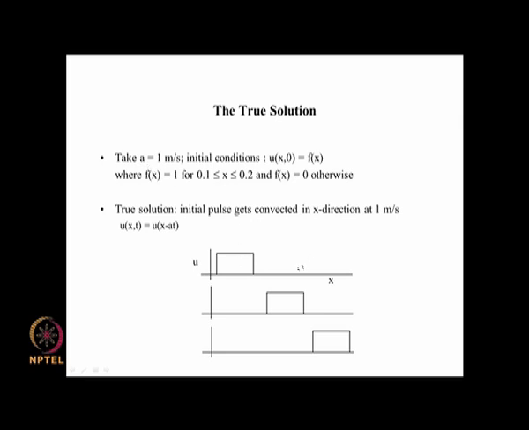So, after say 1 second it would have traversed 1 meter here, and after 1.5 seconds the center of this would have moved by 1.5 meters. Otherwise the shape would be the same. If you had initially a triangular pulse like this, it would remain triangular here. So what we would be looking for from our solution in the 3 different cases is, is the shape being maintained, and is the pulse moving at the speed that is expected, which is 1 meter per second.